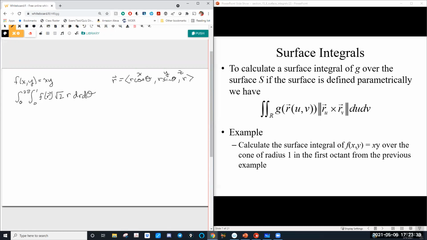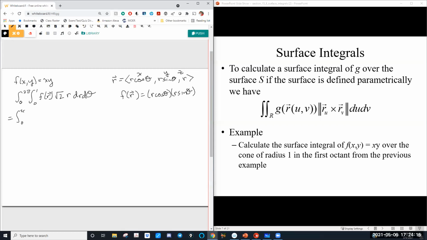So our function is x times y. Well, we're going to sub in r cosine theta for x, r sine theta for y. So let's write this off to the side. So f in terms of r is going to be r cosine theta times r sine theta. Okay, that's using our function here with our position vector as the input. And that's really all that does, it maps this function into this r theta plane.